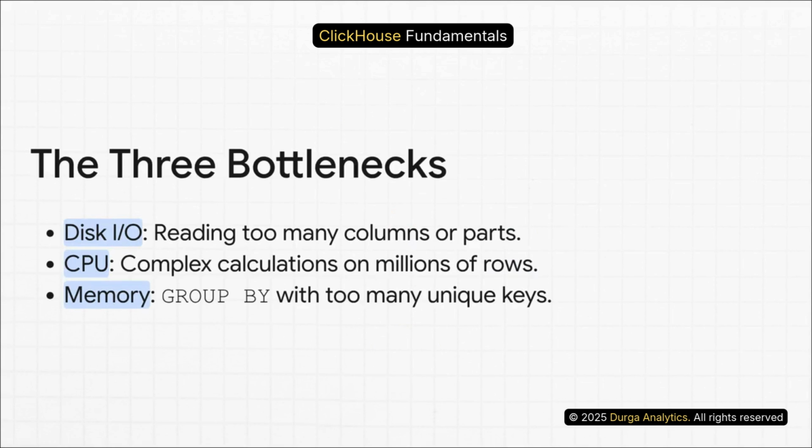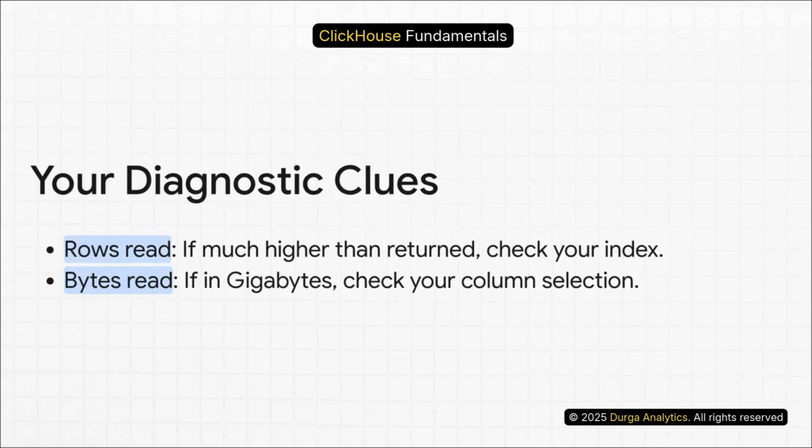Think of it like a factory, right? Is your production line slow because the raw materials aren't getting delivered fast enough? That's a disk I/O problem. Is one specific machine totally overworked and just can't keep up? That's CPU. Or have you just plain run out of physical space to assemble your product? That's a memory bottleneck.